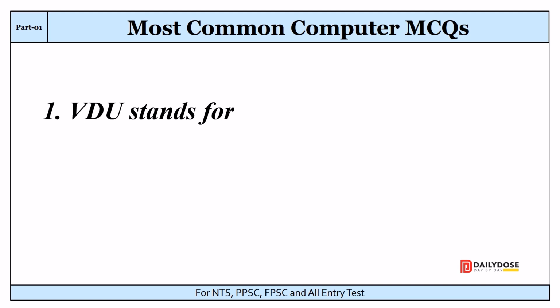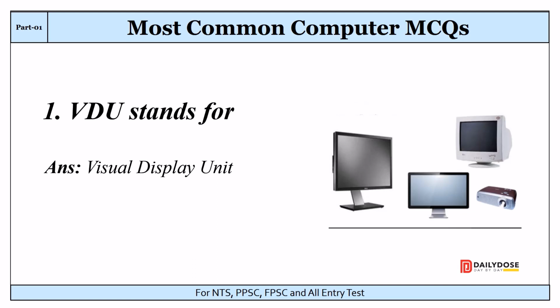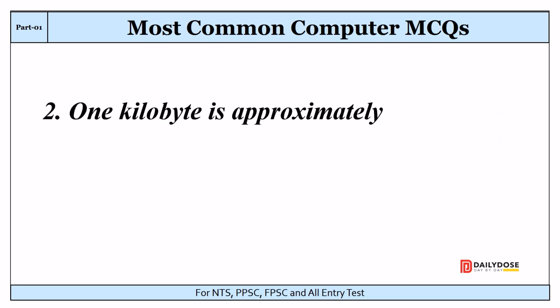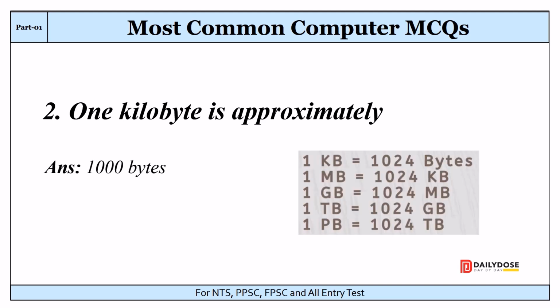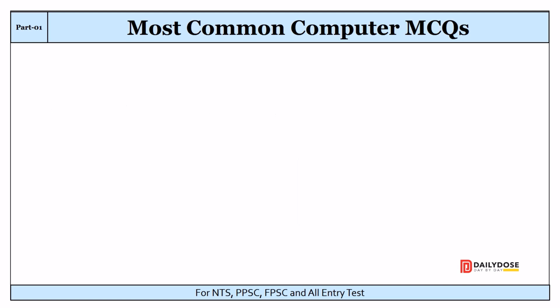1. VDU stands for Visual Display Unit. These are different VDUs. Number 2. 1 kilobyte is approximately equal to 1000 bytes. Byte is a computer memory unit.